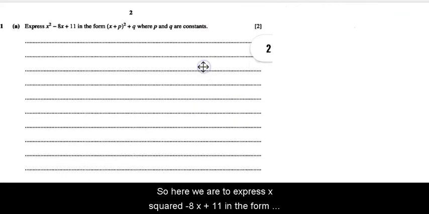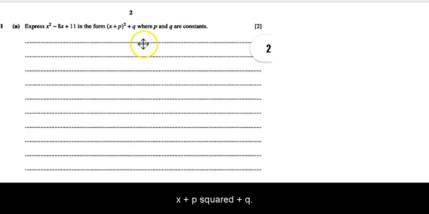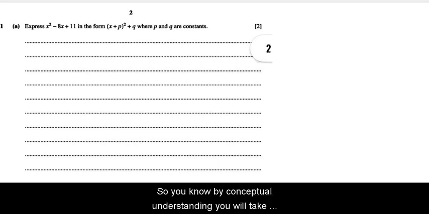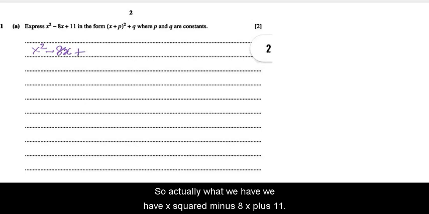So here we are to express x squared minus 8x plus 11 in the form (x plus p) squared plus q. So this will be completing the square, right? And we did this in quadratics on how to complete the square. By conceptual understanding, you will take the b value, half it, then square it. So what we have is x squared minus 8x plus 11.